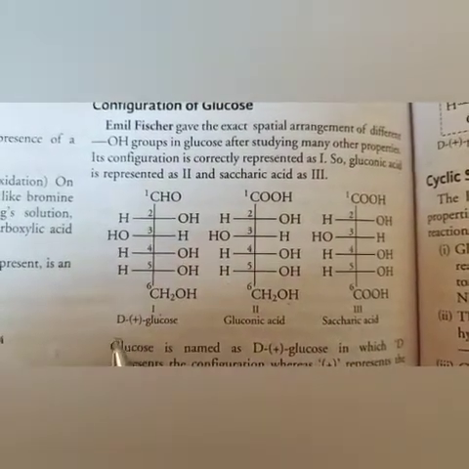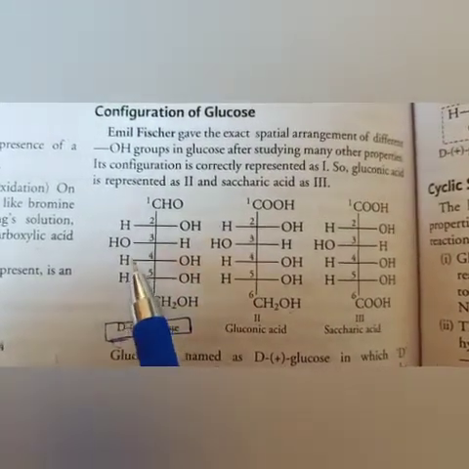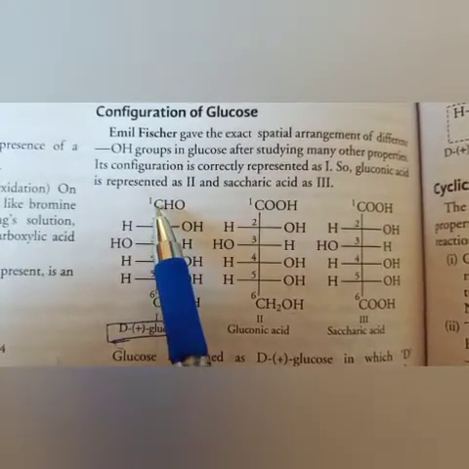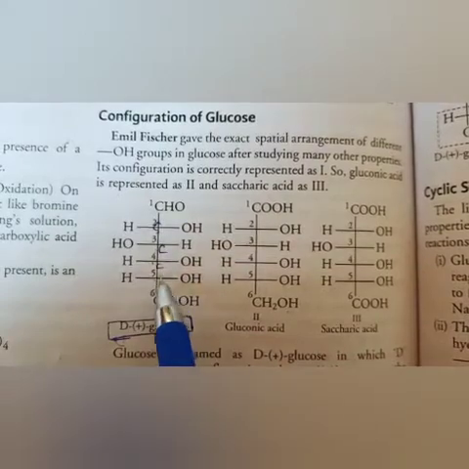So what is there? Dextroglucose. This is the exact configuration of glucose, meaning the structure of glucose is like this way. There are 6 carbons in a row: 1, 2, 3, 4. Here is also carbon, carbon, carbon, carbon.